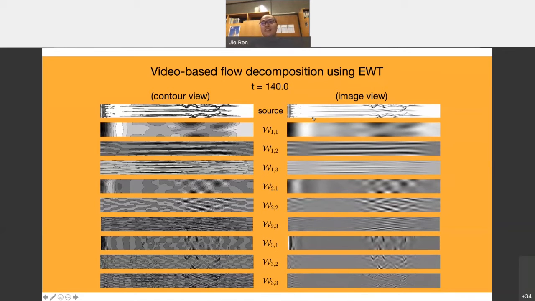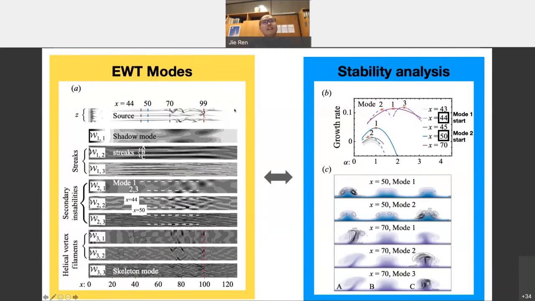And it's already clear, more or less, that you can see the different scales here. For example, in this mode, you see the boundary layer streaks. And in these higher modes, you see perturbations. What we do is try to validate this decomposition with stability analysis. So here, on the left, we have the EWT modes, the source image and the 9 modes. And on the right, we perform the stability analysis for this streaky flow.